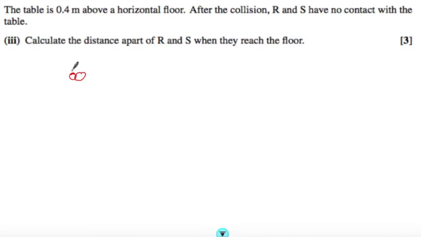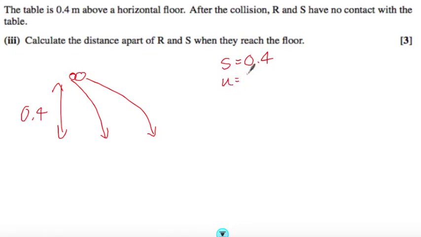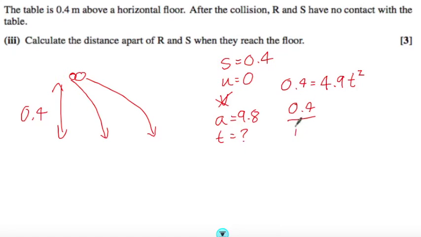So we can imagine them projected from the same point. So this is kind of an M1 projectiles question, if you like. We know both of them are going to hit the floor at the same time. So let's first of all work out the time it takes for anything under gravity to fall 0.4 metres. So S is 0.4, U is 0, V we don't care about, A is 9.8, and T is what we do care about. So I'm going to use S equals UT, which will be 0, plus a half A T squared. So 0.4 over 4.9 will be T squared.